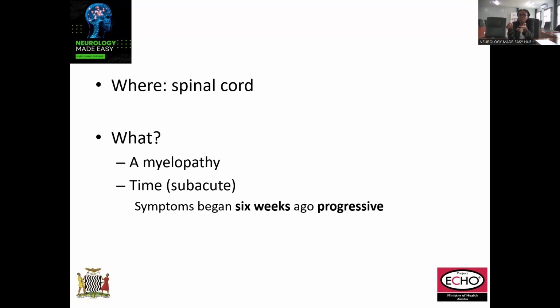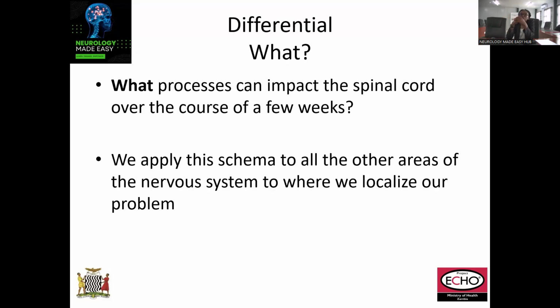Then we have been given a time aspect to it. So we're talking about 6 weeks, and it is slowly progressive. That's giving us a time period, which is the subacute period. So the next thing someone should be thinking about is what sort of condition can impact the spinal cord over a course of weeks, okay? And it is this same approach that we will apply to other presentations within the central nervous system.